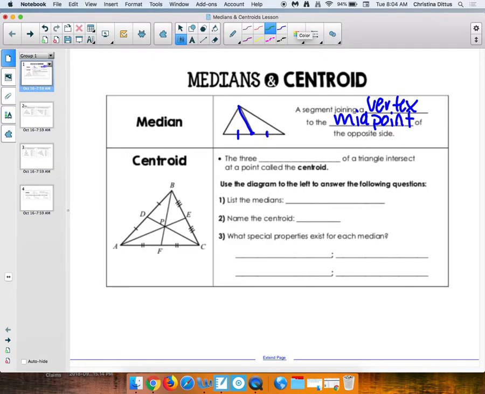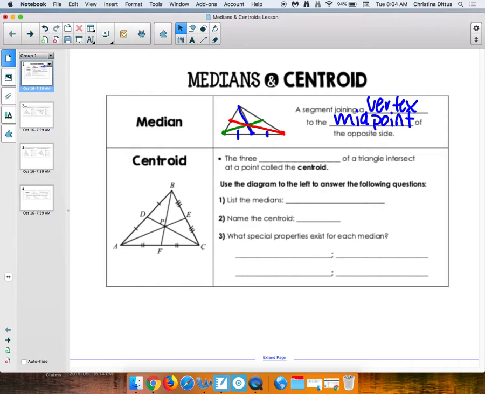I'm going to do my best to guess here. If I have this vertex, I'm going to go to the other side. A midpoint's probably like, I don't know, there-ish. Okay, so there's a median. And then if I go to this vertex, midpoint's maybe there. Those are each medians. Okay, they go from vertex to midpoint.